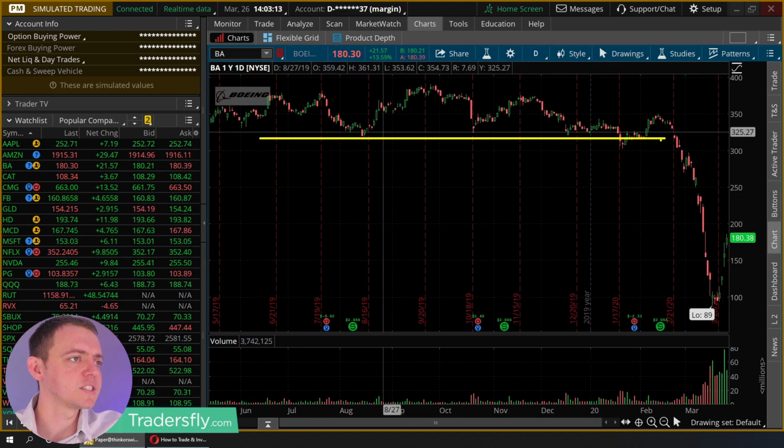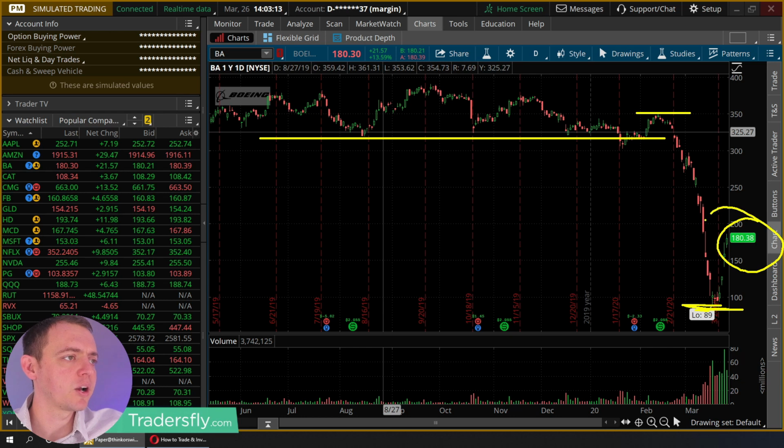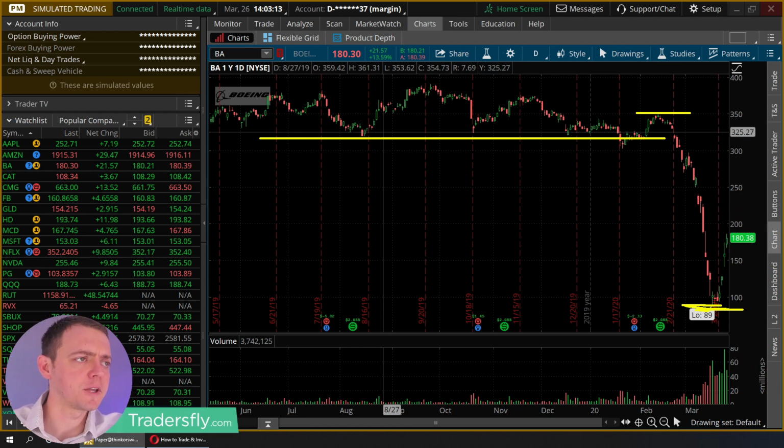So we've been moving kind of sideways and then we've sold off. We were at about $350 a share. Now we're down at about 100. We bounced, we're up at about 180 now. So you can see the magnitude of moves are quite significant. So at 350, down to 100, now at 180.